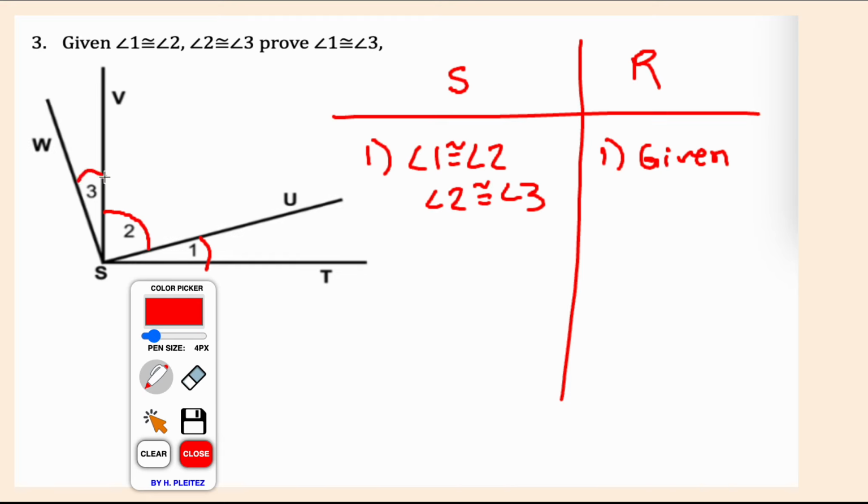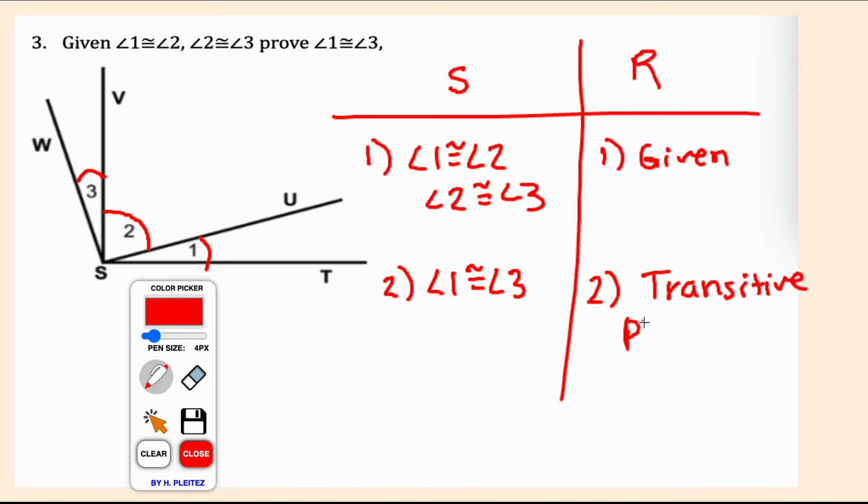So you can kind of visibly see after labeling that, hey, angle 1 is also congruent to angle 3. So there's nothing you really even have to do here. You literally just have to say angle 1 is congruent to angle 3. And the reason we're able to say that is because of the transitive property that we just developed. So your transitive property proofs will never be this straightforward, but it's just getting an idea of when you might be able to apply it.